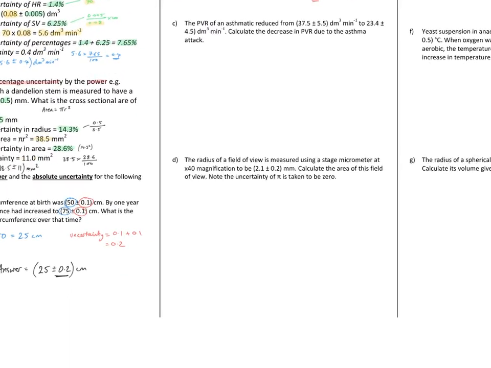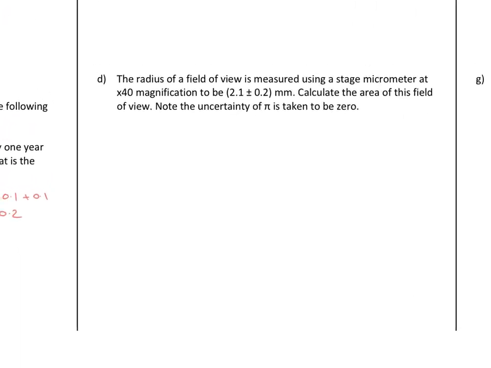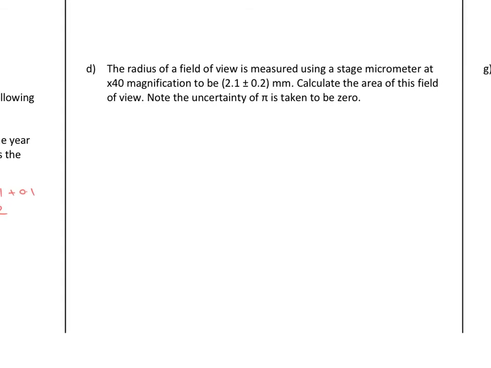That's one of them. Yeah, so here's an area one. Again, it's very, very similar. It says the radius of the field of view is measured using a stage micrometer at a magnification of 40 to be 2.1 plus or minus 0.2 millimeters. Calculate the area of this field of view. Note the uncertainty of pi is taken to be 0, so they tend to say that.